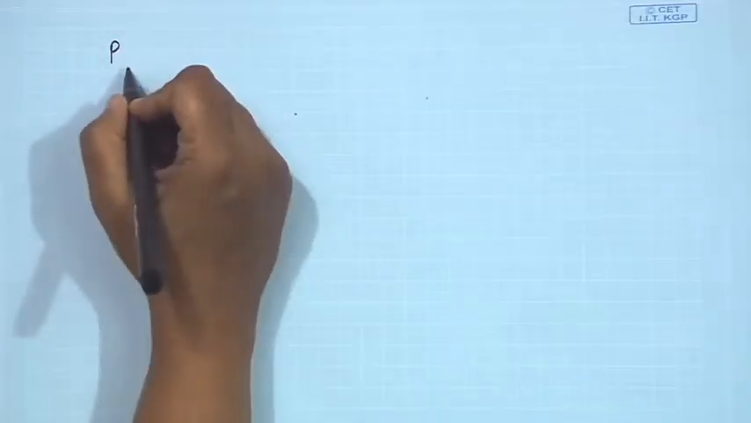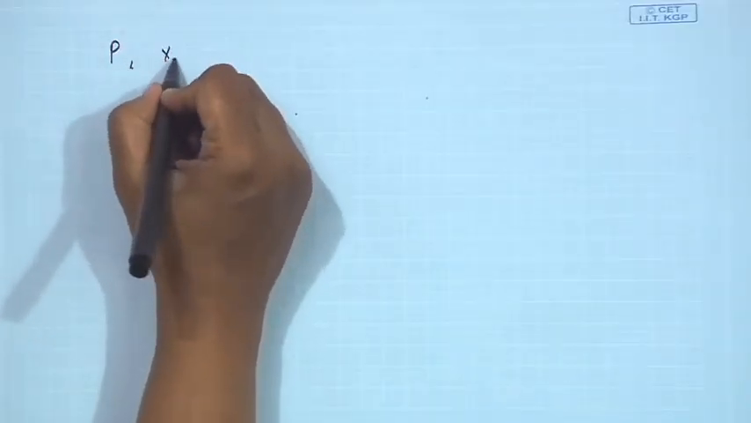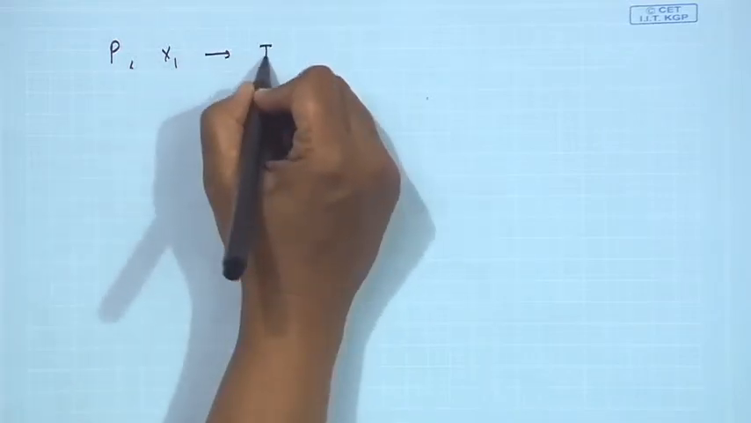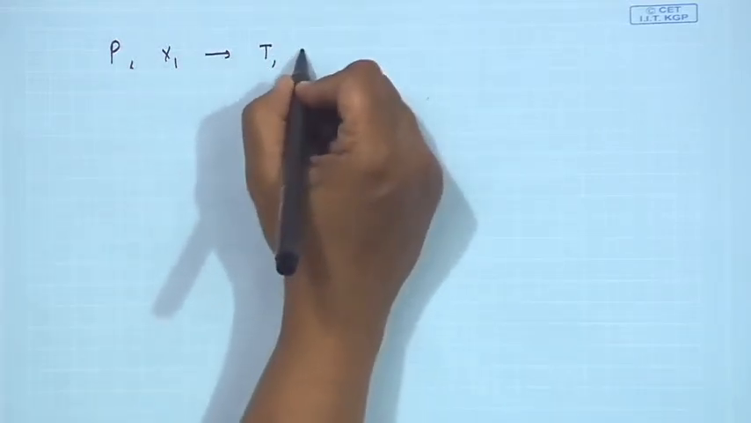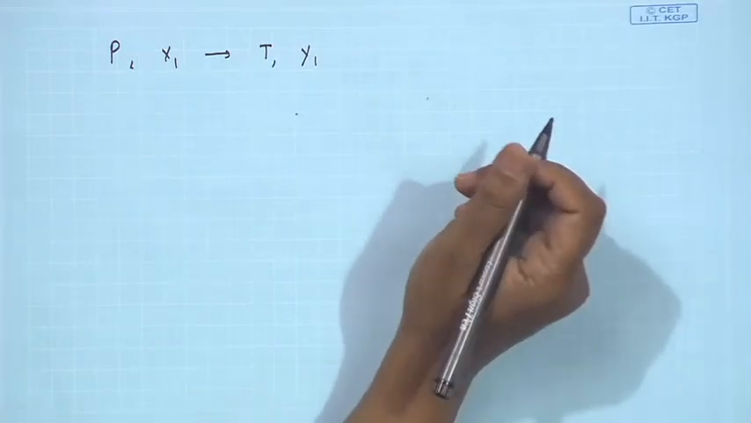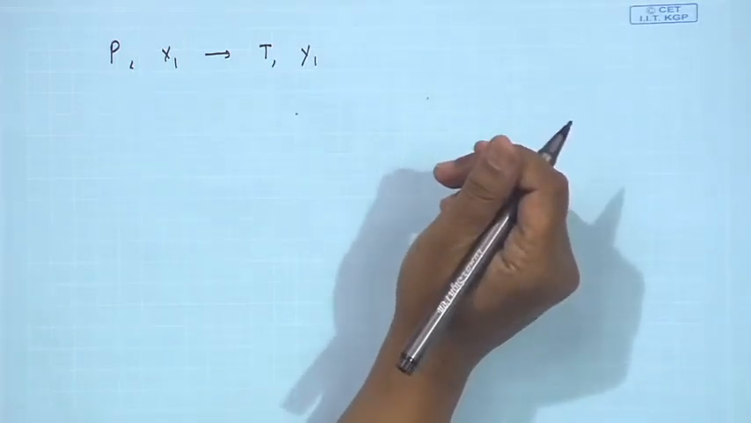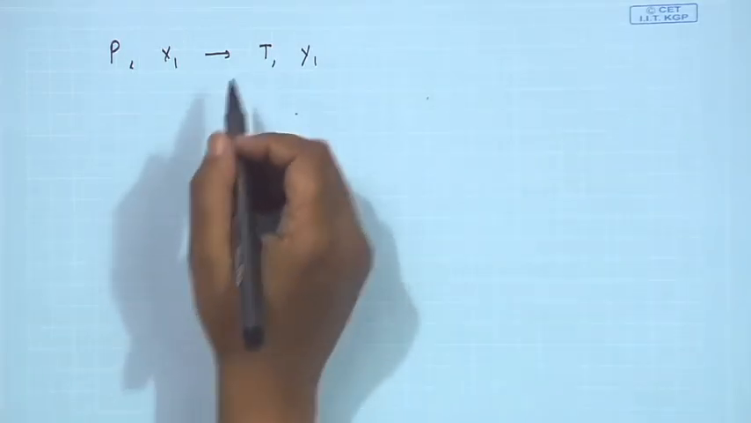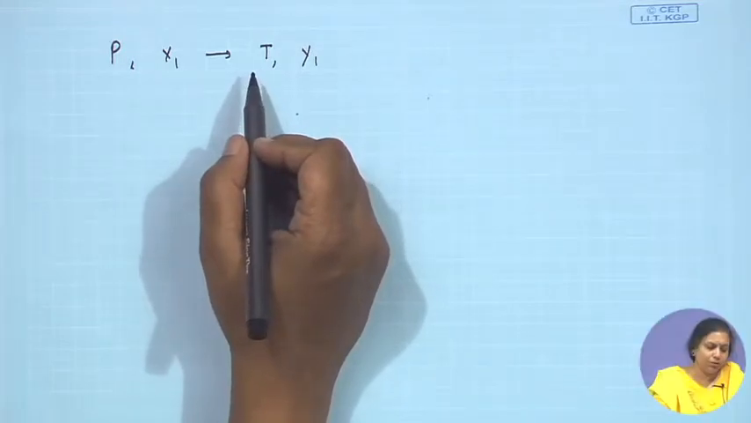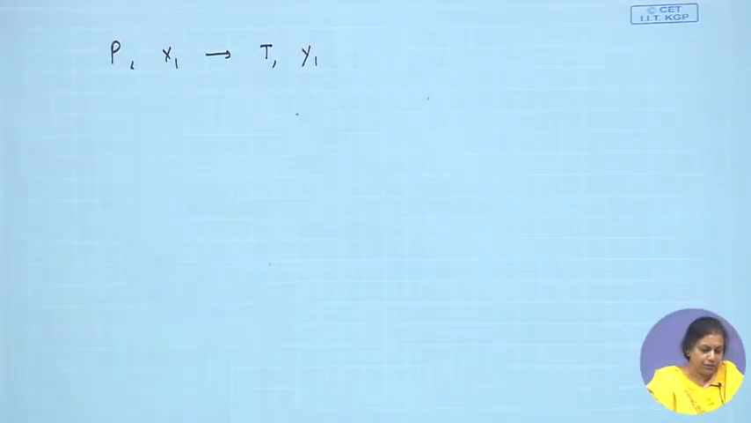Well, to continue our discussions regarding the isobaric data. Now, in this case, what do we have? We have P, we know P, and possibly we know x1. We would be required to find out T and y1, say. So, in this particular case, there is a small amount of trial and error involved.